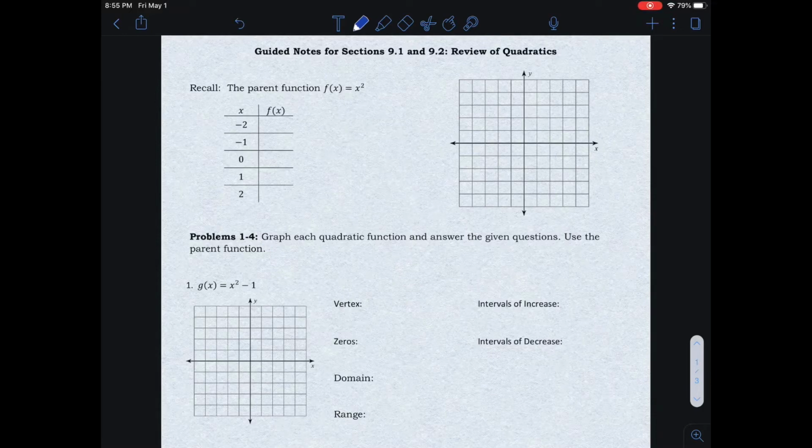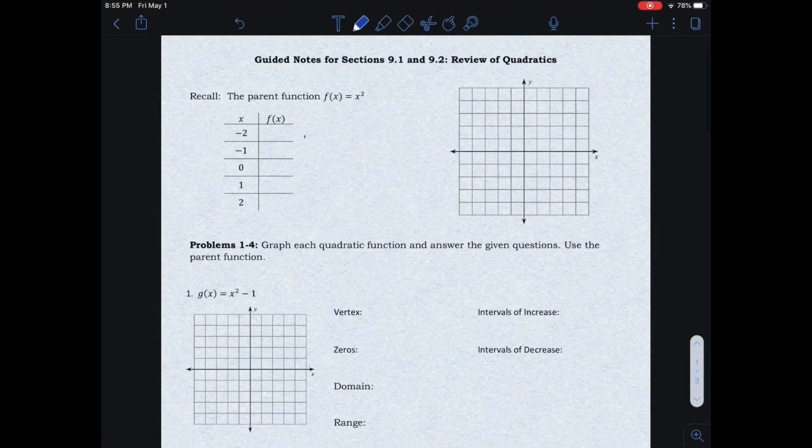So we're going to first start with the parent function f of x equals x squared, which is going to be the parabola whose vertex is at the origin. The way we can graph this function, if you don't remember what it looks like, is by just plugging in points. So we're going to fill out this t-chart here. If I plug in -2, I'm really just computing f of -2, which means I'm replacing x with -2 using this equation. When I make that substitution, I get -2 squared, which is 4. So that gives me the first point, which is -2, 4.